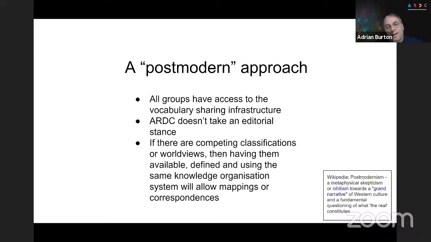I'm not a philosopher, I'm a lapsed linguist, but the idea here was it was postmodern in the sense of every view can be valid depending on how you approach it, and that was the kind of DNA behind the setup of the service.